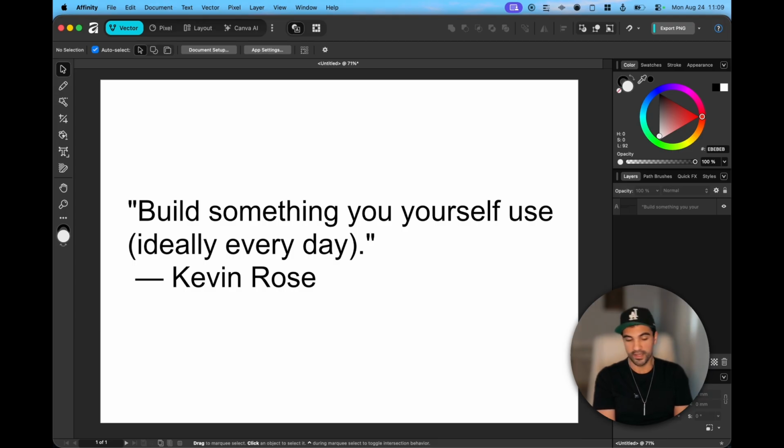By the way, ideally every day is a super high bar, but he's right. And when you look at the apps he built, they seem random, but they were all his own interest and he used every single one. And like I said, my own track record proves that. When I looked at the apps that I built that worked the best, they were all apps that I myself either used once upon a time or I still use today.